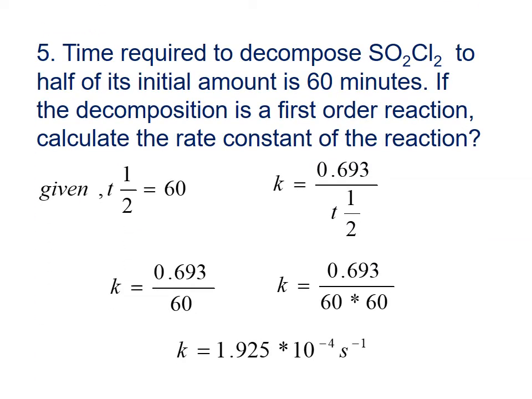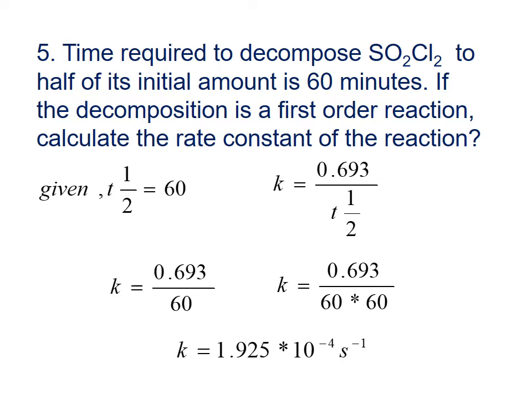Numerical number 5. The time required to decompose SO2Cl2 to half of its initial amount is 60 minutes. If the decomposition is a first order reaction, calculate the rate constant of the reaction. First of all we can write the given values in the question. The time required to decompose SO2Cl2 to half of its initial amount is 60 minutes. So what is 60 minutes? Half life, T half. So T half is given, T half is equal to 60 minutes.